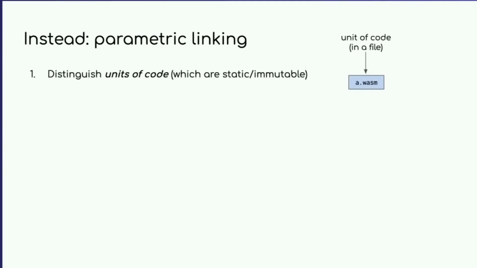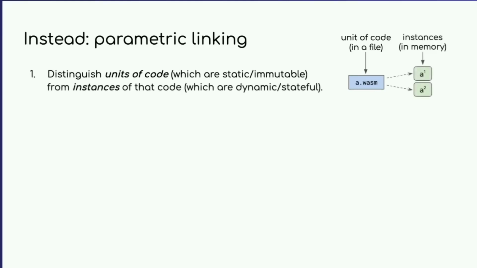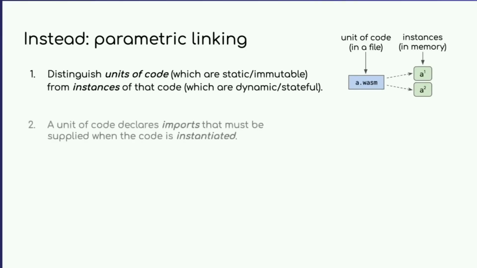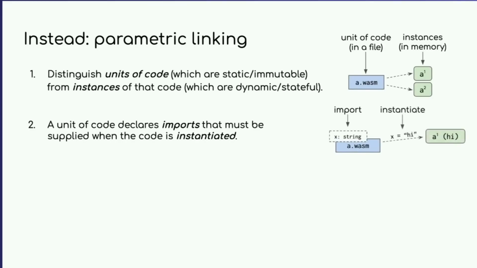So first, we distinguish units of code, which are static and immutable, like the stuff you'd store in a file. We distinguish that from instances of the code, which are dynamic and stateful, the type of things you'd load in memory and run. Next, we say that a unit of code declares imports that must be supplied when the code is instantiated. So for example, my a.wasm can have an import x of type string. And when I instantiate it the first time, I have to supply a value for that import, x. And when I instantiate it a second time, I can supply a different value and get a different instance.